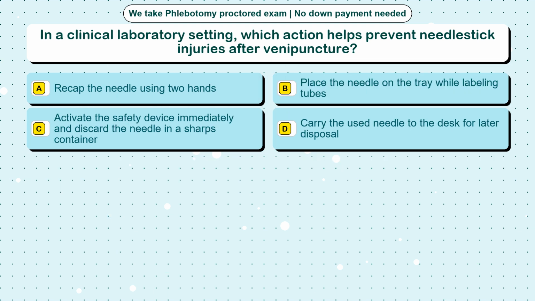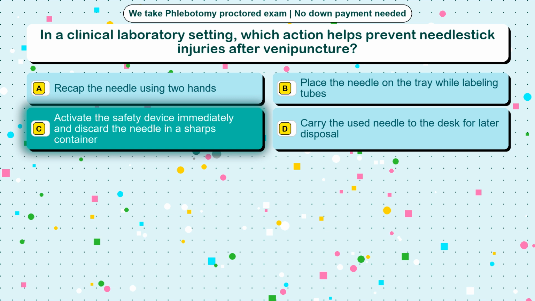Question 22. In a clinical laboratory setting, which action helps prevent needle stick injuries after venipuncture? Option A, recap the needle using 2 hands. Option B, place the needle on the tray while labeling tubes. Option C, activate the safety device immediately and discard the needle in a sharps container. Option D, carry the used needle to the desk for later disposal.